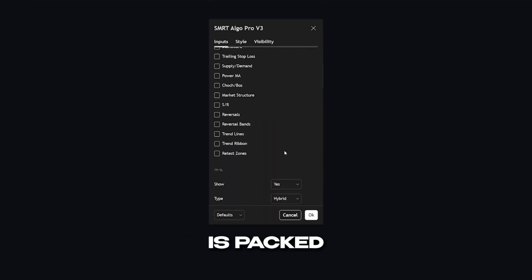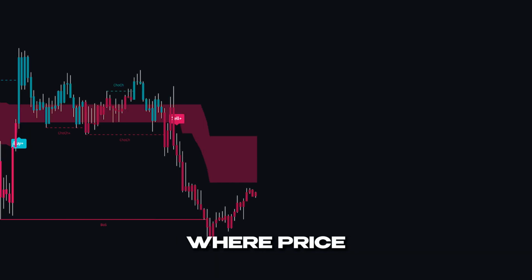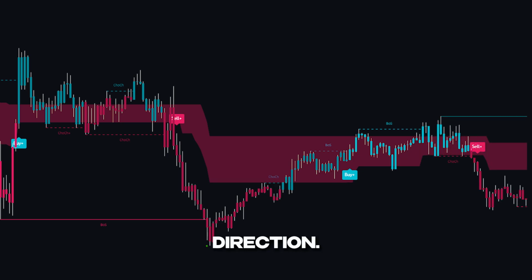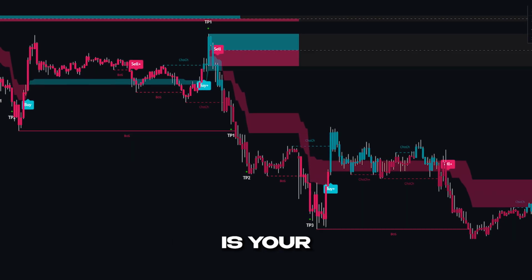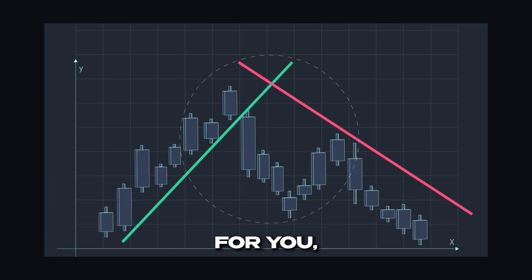The Pro V3 is packed with features, but for this strategy, we'll be using the retest zones. They highlight ideal areas where price might pull back before continuing in the same direction. The Smart Money Toolkit is your market structure cheat code. It detects change of character, break of structure, and order blocks. You no longer need to manually draw anything. It's all printed for you, clean and simple.